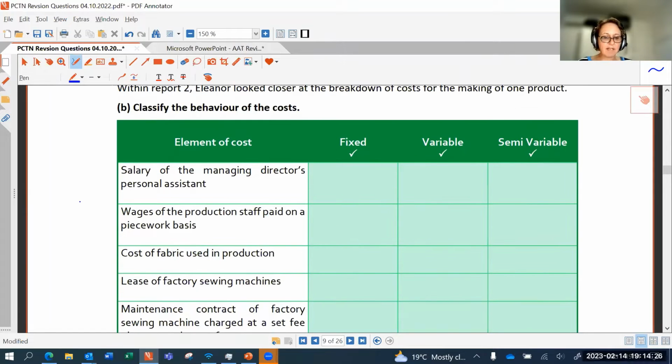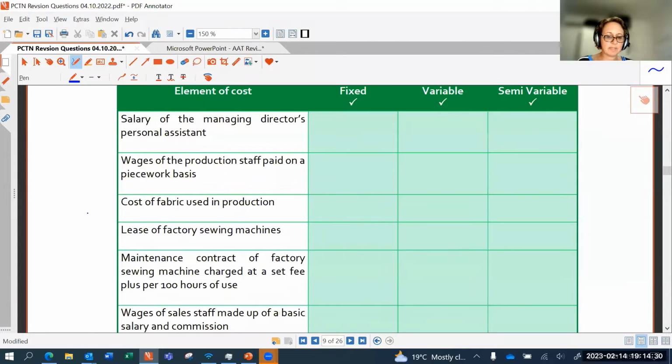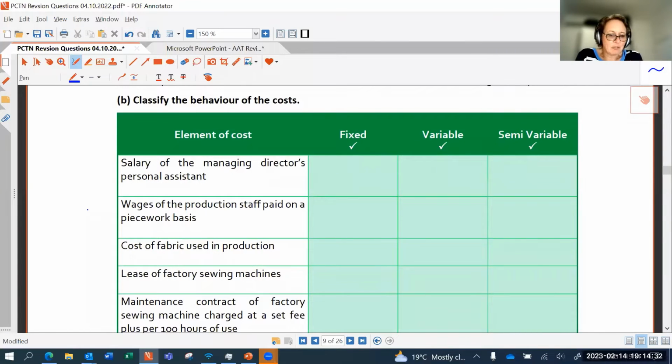So it's a textile factory. Let's imagine we make tracksuits, just as an example. So let's say we make tracksuits. Do you think the salary of the managing director's personal assistant is going to change if we got an order for another 10 tracksuits?